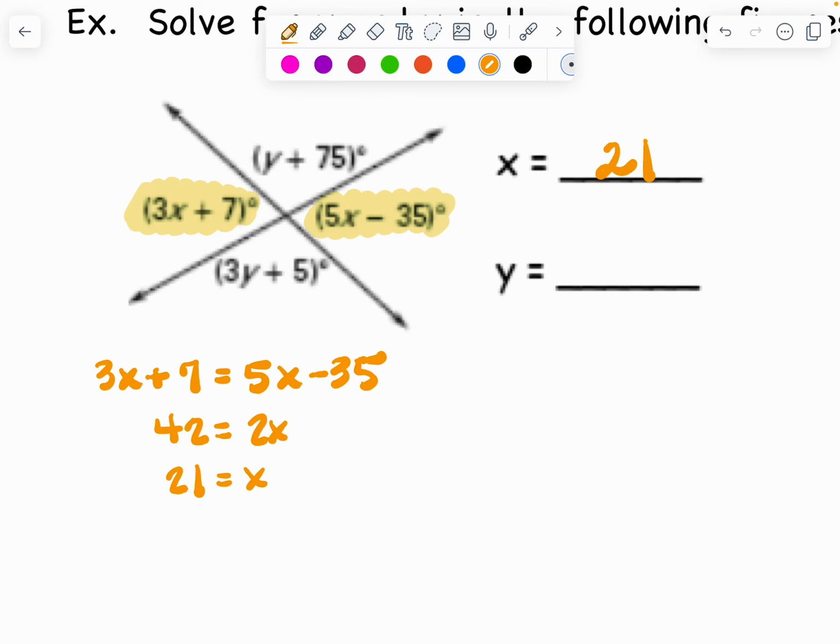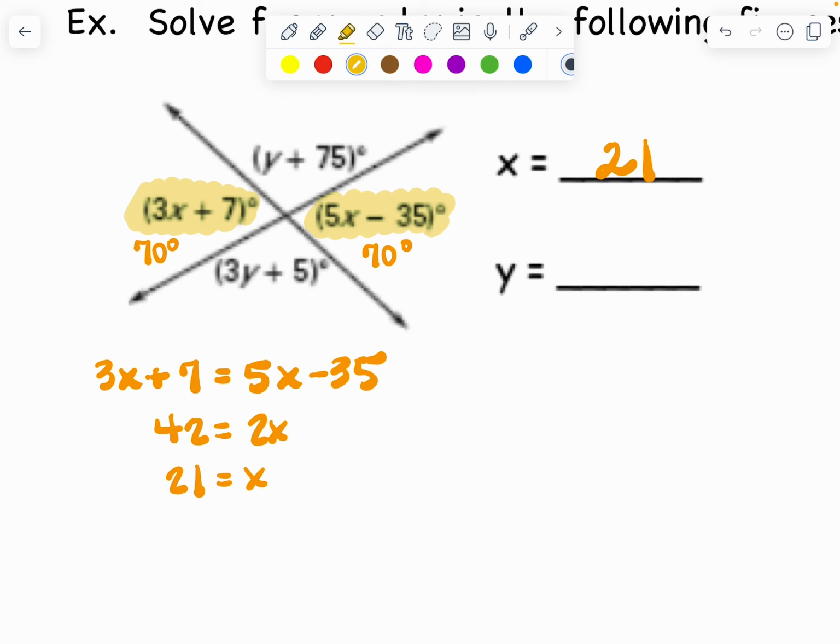Now, I am going to go ahead and write that here, but not before I check my answer, right? I'm totally going to plug that in to each of these angles. So 3 times 21 is 63, plus 7 gives me 70 degrees. And then if I plug it in on the other one, 5 times 21 is 105, minus 35, oh, what do you know? 70 degrees. So I've checked my answer. I got congruent vertical angles, so yay. All right, now I can move on and solve for y.